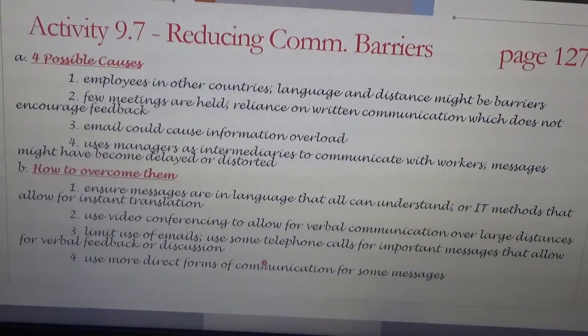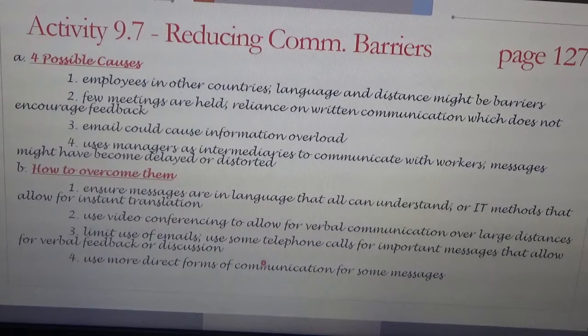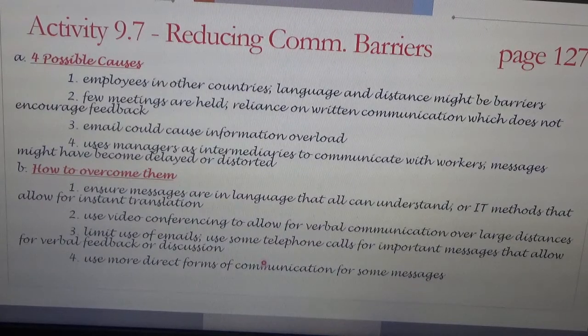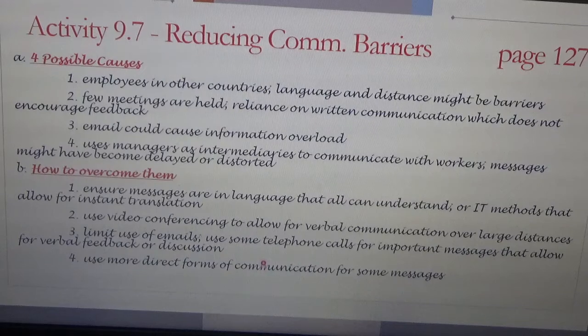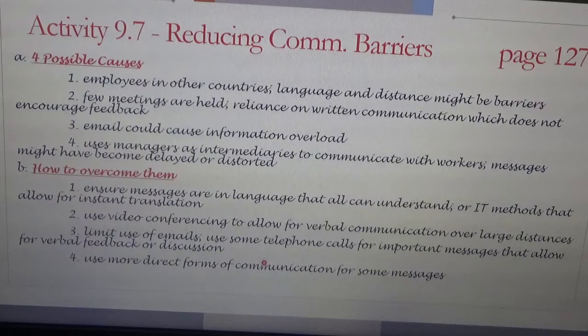So we have here 4 possible causes of communication barriers. You may find other barriers and you may write them in your copybook. Okay, so we have number 1, employees in other countries. Okay, 4 possible causes of communication barriers. Language and distance might be barriers, because if you have employees in other countries, then be sure that you speak the same language, simple and understandable.